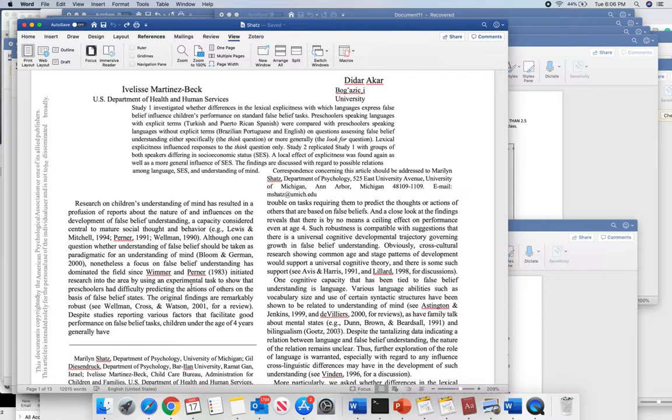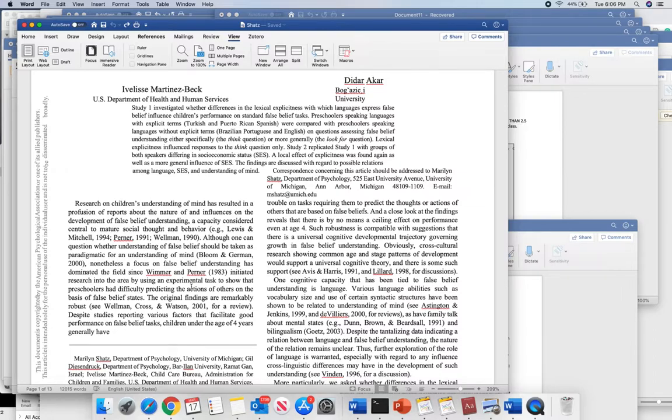Nonetheless, a focus on false belief understanding has dominated the field since Wimmer and Perner in 1983 initiated research into the area by using an experimental task to show that preschoolers had difficulty predicting the actions of others on the basis of false belief states. Okay, so in 1983, a breakthrough happened, and we found that kids are not very good at understanding that others have false beliefs. So we're going to read more about that literature here in a moment.